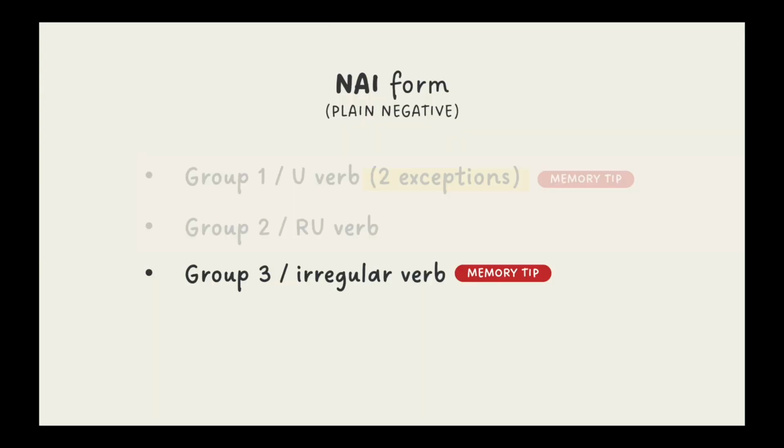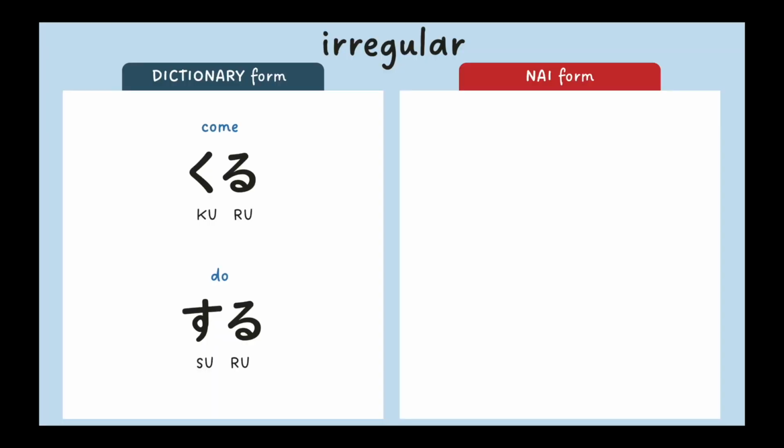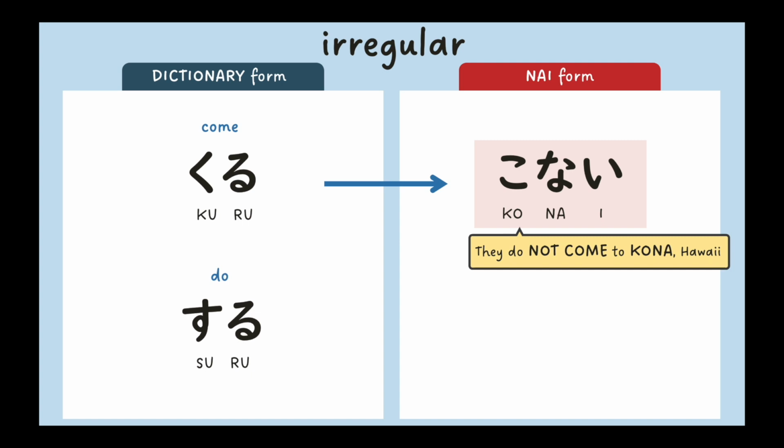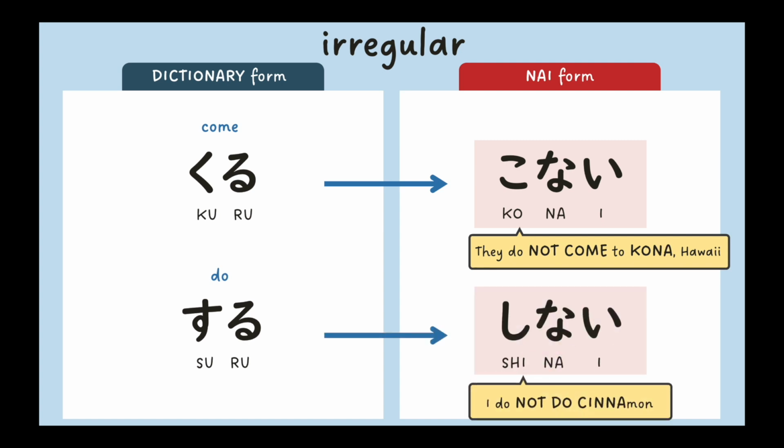Now let's look at the nai form of irregular verbs, also known as Group 3. We basically have only 2 irregular verbs, kuru, to come, and suru, to do. The nai form of kuru is konai. A possible memory tip is they do not come to Kona, Hawaii. And the nai form of suru is shinai. A possible memory tip is I do not do cinnamon.